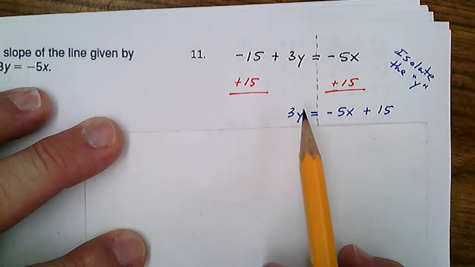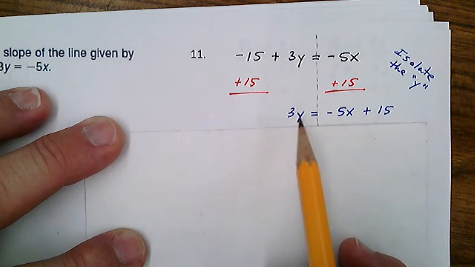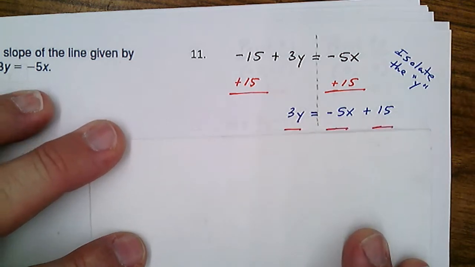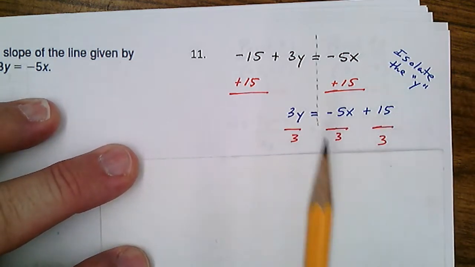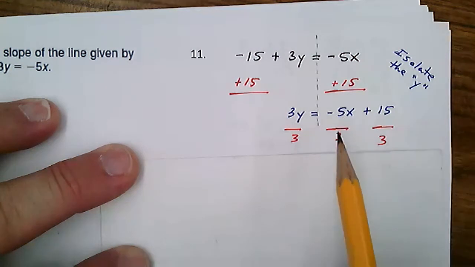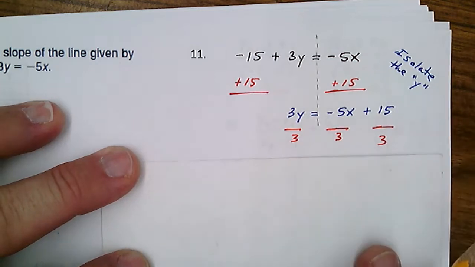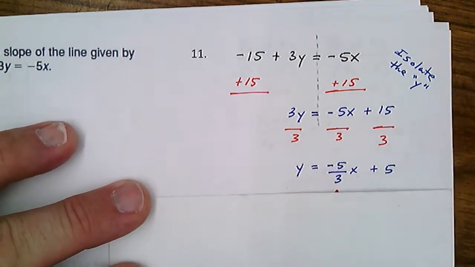Now remember, this is like a dating couple, but we need y to be alone. So y is going to have to break up with the 3. So he's like, it's not you, it's me, right? So he's breaking up. So we need to get 3 out of there. So we're going to divide everything by 3. So those cancel right there. And we get y is equal to, and this is going to be negative 5 over 3. Remember, if it doesn't want to divide nicely, we just leave it alone. And then here, 3 goes into 15 nicely, so that changes to a 5.